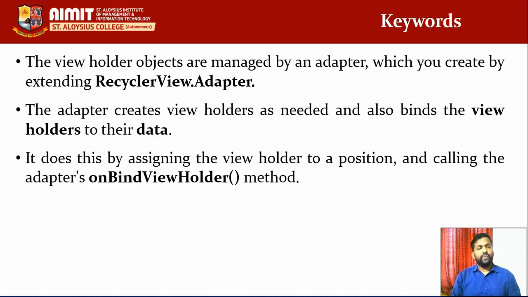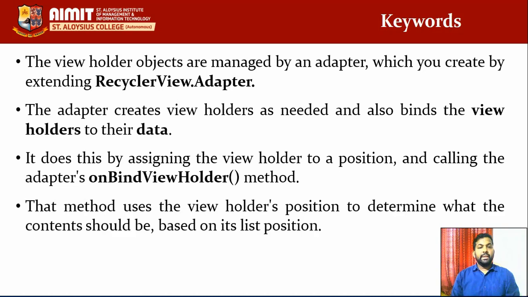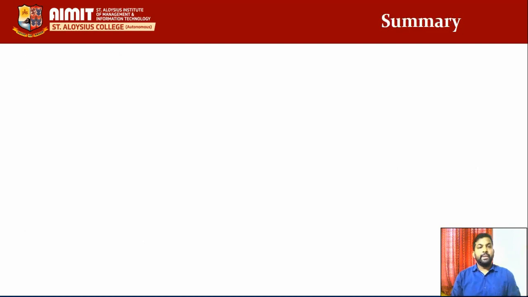And there's one more keyword, very important method, which is called onBindViewHolder. As the name goes, it's all self-explanatory, you can understand that. I'll show you how it works, but they assign the view holder to a position and call the adapter's onBindViewHolder. And that method uses the holder's position to determine what content should be ready, based on which position you are, which scrolling part you are in right now.